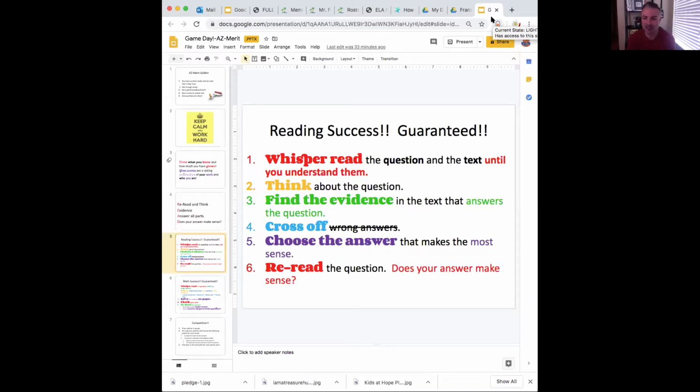You guys have seen this. Whisper read the question and text until you what? Understand them, right? So take your time, make sure that you're understanding what you're reading. Secondly, think about the question. Find the evidence in the text that answers the question. Cross off wrong answers. Choose the answer that makes the most sense. And then at the end, if you're going to do 5 or 10 of these, after you're done with the 10, go back and read just the questions and the answers to see if your answer makes sense.